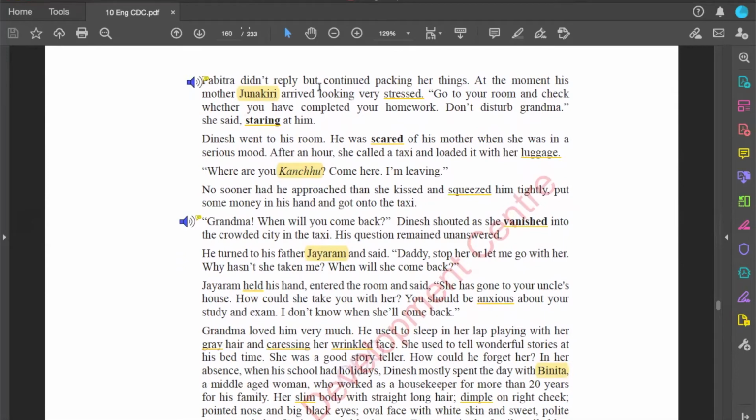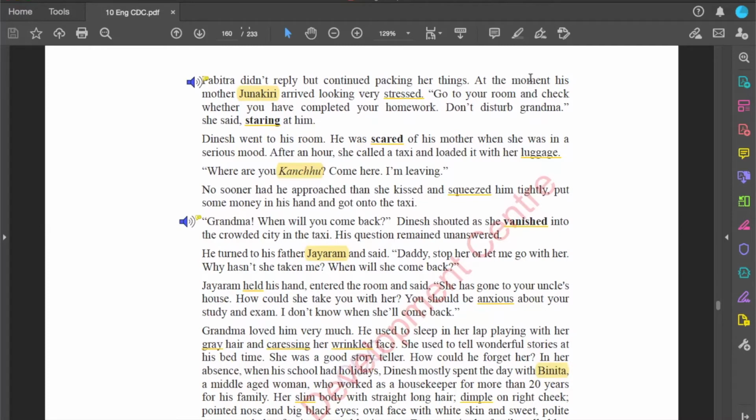"Are you going for a long time there?" Pavitra did not reply, but continued packing her things. She did not answer because she did not know when she was coming back, or she was not sure whether she would come back or not. Therefore, she didn't answer. At the moment, his mother, Junakiri, arrived looking very stressed.